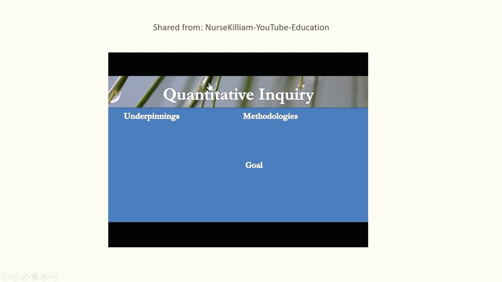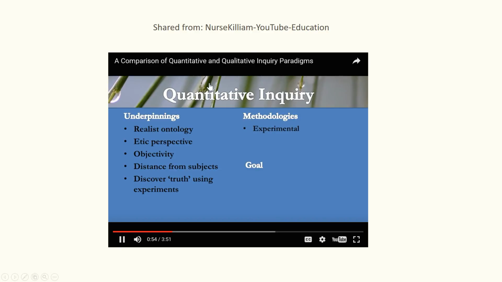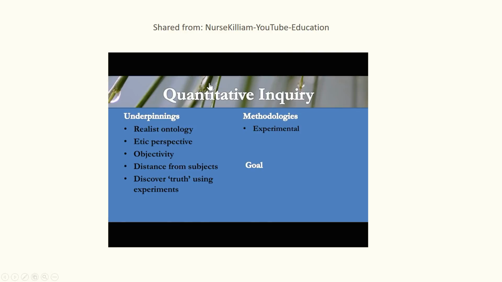Quantitative inquiry is founded on a realist ontology. Thus, the researcher maintains an etic perspective through objectivity and distance from subjects. They allow nature to answer the research questions and discover truth using experiments. Methodologies are typically experimental in nature and involve measurable tests and questionnaires. A randomized control trial is the gold standard within quantitative research. It is used for proving cause and effect relationships among variables under study.